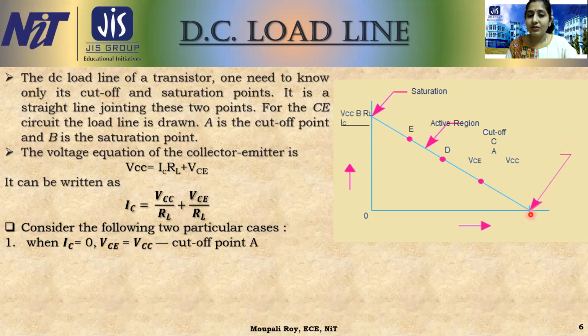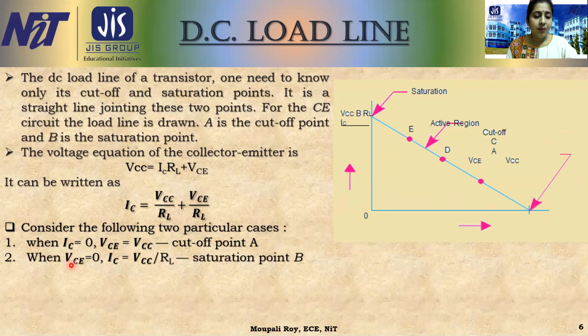When IC equals 0, this is in the cutoff region. When VCE equals 0, then IC equals VCC by RL. That means saturation point B. This is saturation point B, this B.